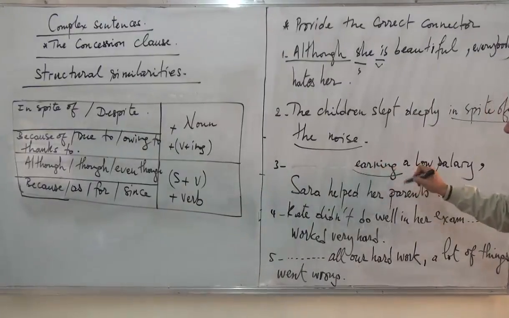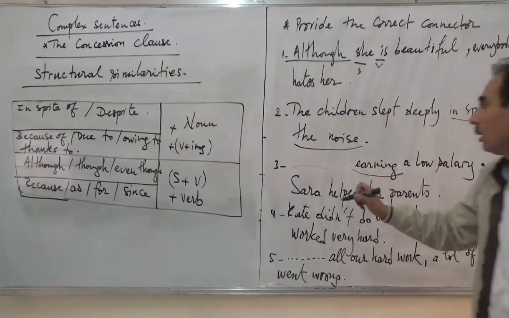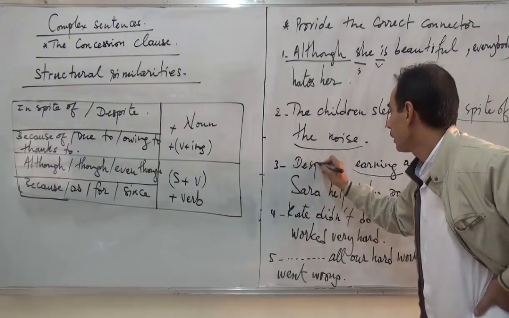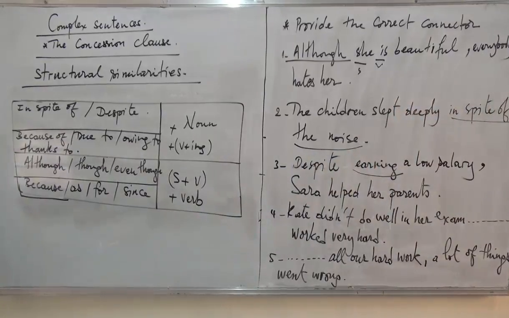Look here. Verb plus ing. So here also, despite or in spite of. Despite earning a low salary, Sarah helped her parents, or Sarah helped her parents despite earning a low salary. You can consider that there is no verb here, it is a noun phrase.